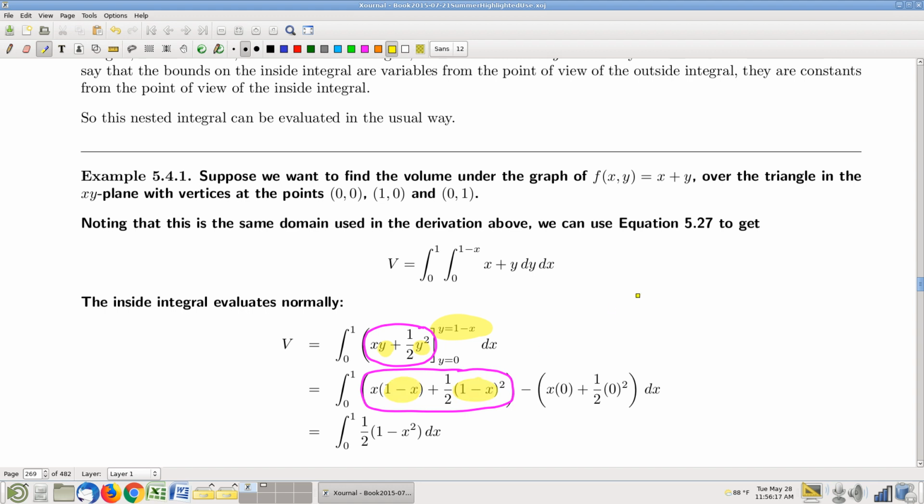How we doing? Okay. Conveniently, the lower bound, y equals 0, not only is a constant, but also looks like a constant. So no tricky curves there. And then everything else proceeds as it normally would. So this resulting integrand that we get down here at the end, our inside integral, is a function of x, just like it's supposed to be.